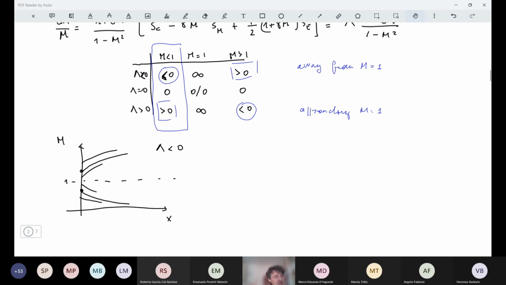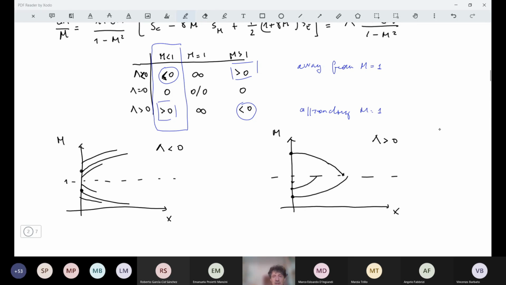Different is the case with lambda greater than 0. We still consider this value of lambda constant. You see the Mach number here as a function of x. So what happens here is that if you start from a supersonic value, you will decrease your Mach number. And at a point, if the channel is long enough, you will reach Mach number equal to 1. And that's all, you cannot go further. And similarly, if you are in the subsonic regime, there will be something like this. You will increase your Mach number up to 1.